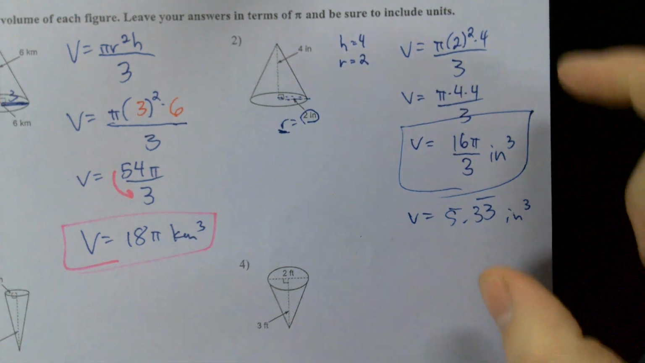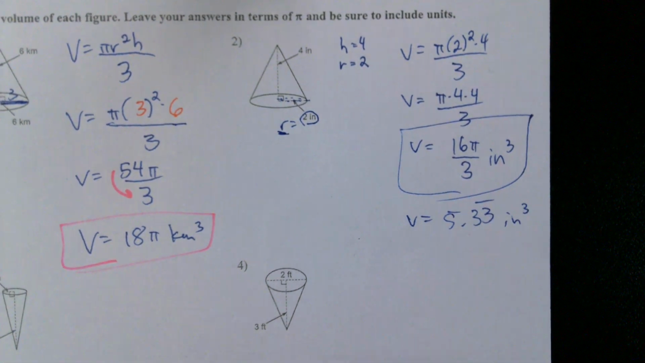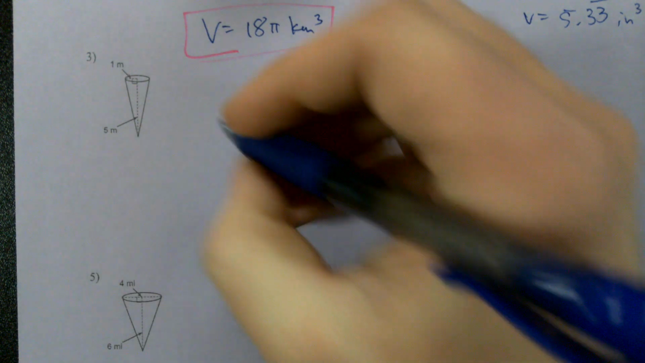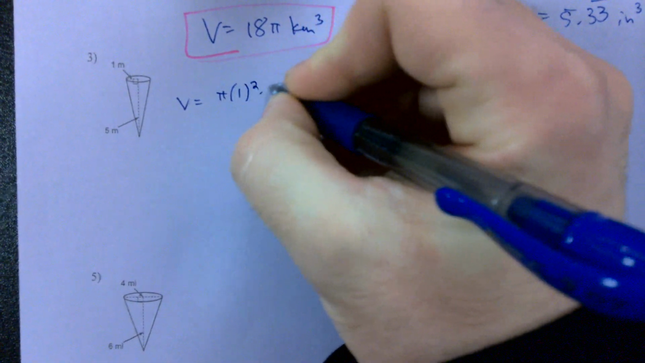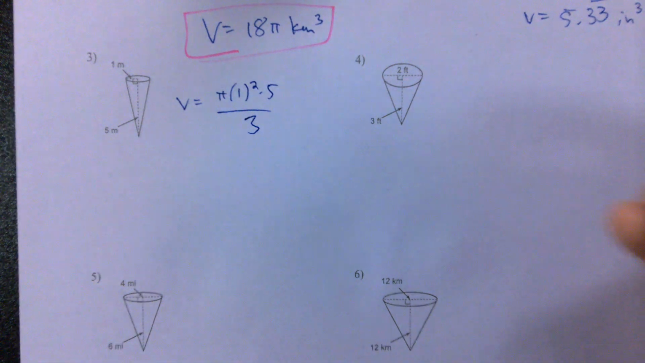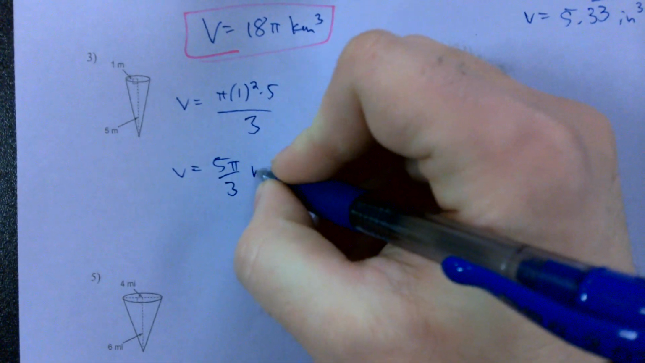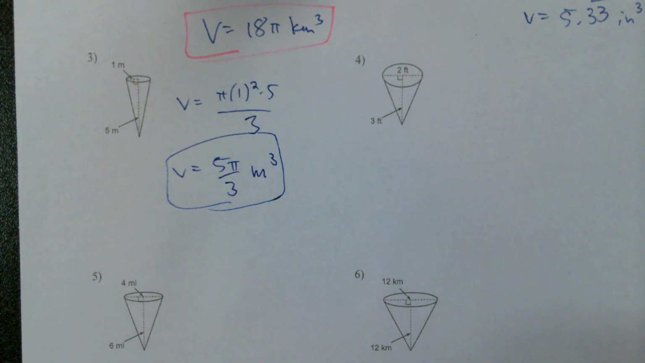There was a couple questions on number 2. Does that make sense, folks, in terms of not simplifying the fraction? Okay. Moving on down, here our radius is 1, so we got v equals pi times 1 squared times 5 over 3. And that gives us 5 pi over 3 meters cubed. 1 squared is 1 times 5 is 5.